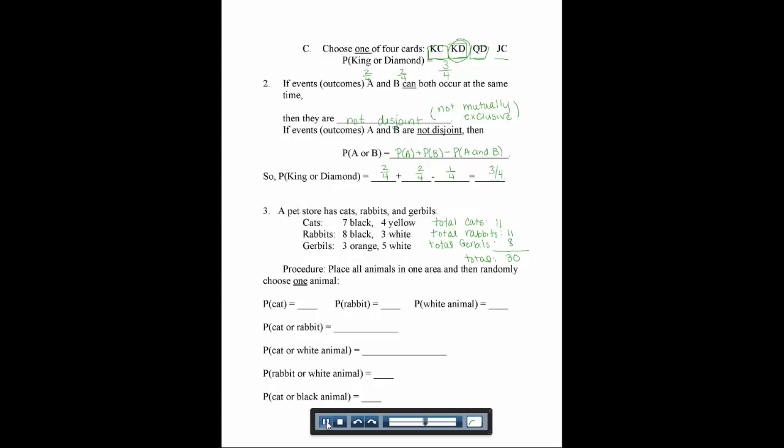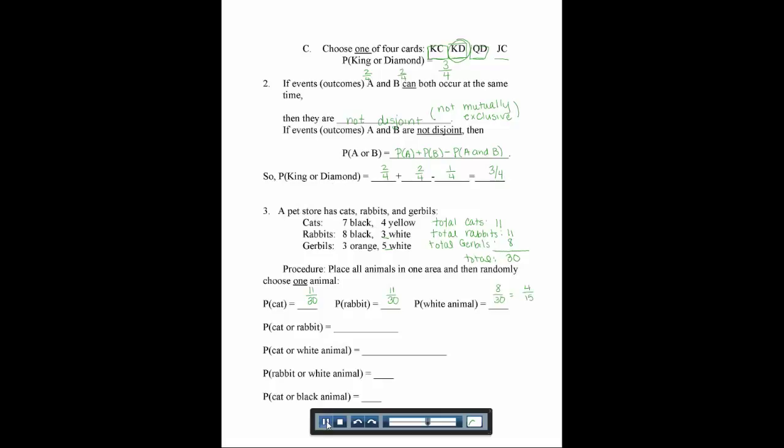Okay, so first we want to know what's the probability of getting a cat if we randomly pick one. So we're going to take the total number of cats, so that would be 11, over the total number of animals, over 30. Okay, then we want the probability of getting a rabbit. So we would want the total rabbits, which is 11, over the total animals, which is 30. Next we want, what's the probability of getting any white animal? So we need to look and see what are white animals. We have 3 white rabbits and 5 white gerbils. So that gives us a total of 8 out of 30. Okay, now we could reduce this to 4 out of 15.